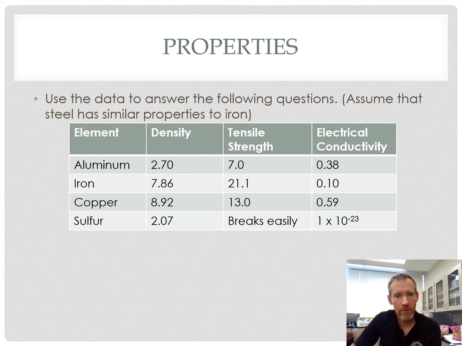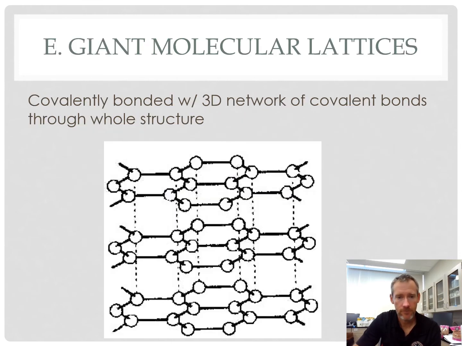Okay, so you look at the properties between these different structures: aluminum, iron, copper, and sulfur. You can see sulfur breaks very easily. That's why it's a molecule, where these are metals. Density is relatively similar to aluminum, but you see iron and copper are very dense. And you can see conductivity is very low for sulfur compared to the other metals.